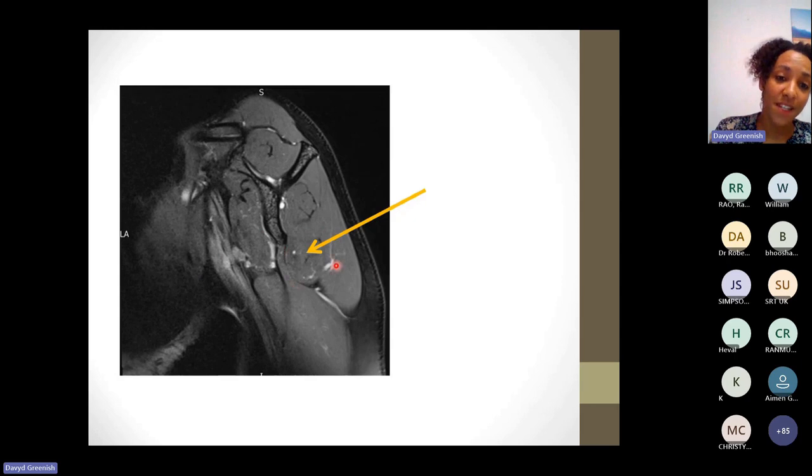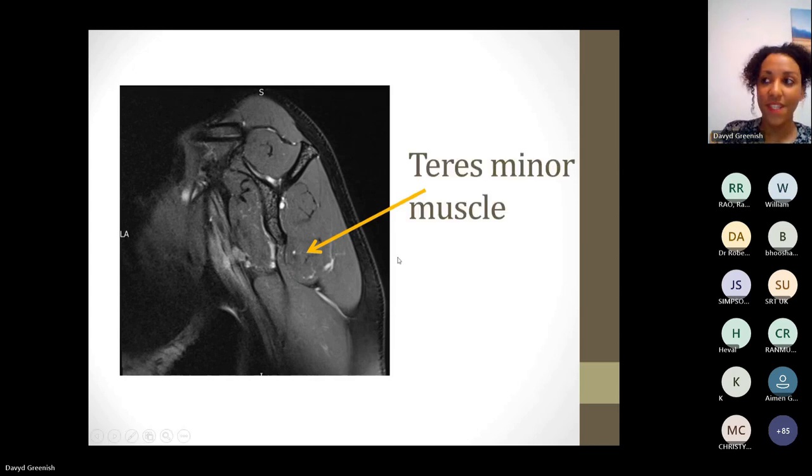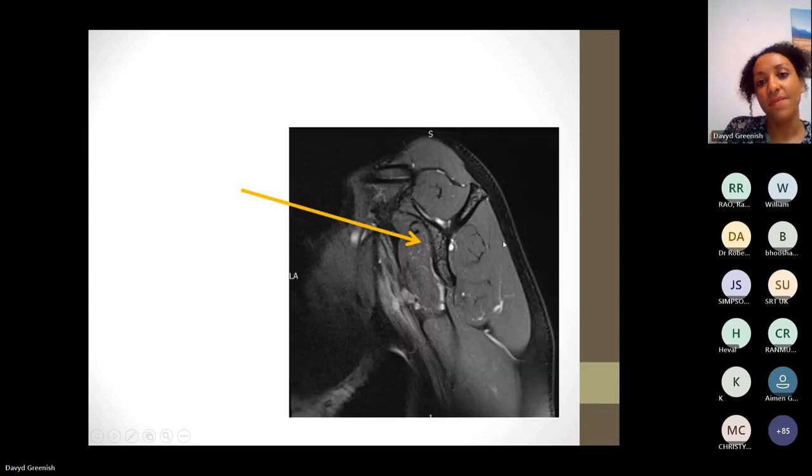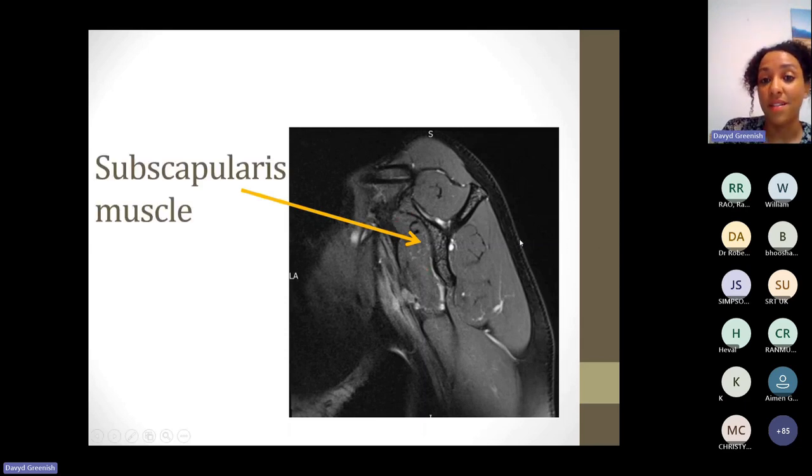Just below infraspinatus, there's another rotator cuff muscle. Feel free to post in the chat, but I'm going to keep moving for time. This is teres minor. And the last one that I think you need to know when you've got the sagittal plane of the shoulder is here. And we've already talked about this muscle a little bit, or the tendon. This is subscapularis.